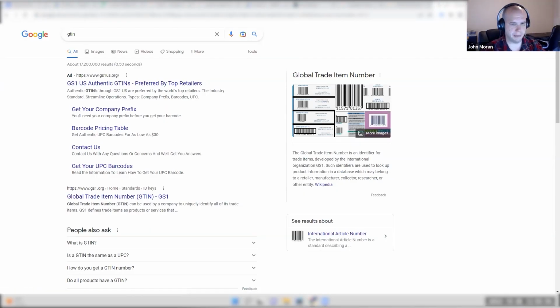Let me actually Google that. Someone else is gonna be smarter than me. Global trade item number, that's what it was. Thank you, Anil. You're smarter than me here. I always say global tag is just a Google tag dude. But anyway, the global trade item number is the UPC. It's a barcode. It's everything.